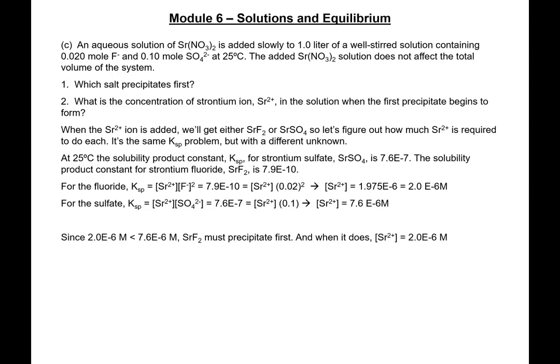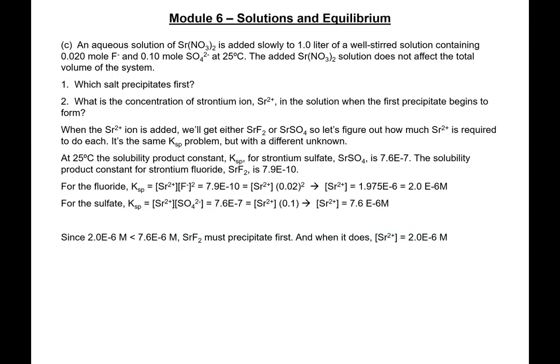precipitate first. We get to that level before we get to the 7.6 times 10 to the minus 6. We're starting at 0. Admittedly, these are low concentrations, but which one will I get to first if I'm coming from 0? I get to 2.0 times 10 to the minus 6 first. So that's associated with strontium fluoride, so that must precipitate first. And when it does, our strontium concentration is 2.0 times 10 to the minus 6 molar. And that's our answer to part C.